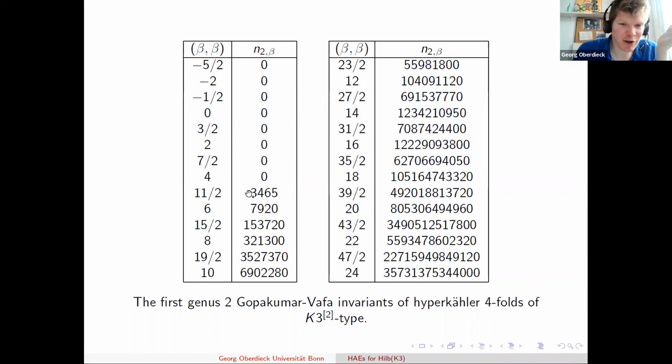In some sense, the very interesting thing is this first number where it's non-zero, and there's something that we don't even understand geometrically. So 11.5 is precisely the case of Debarre-Voisin fourfolds. And this computation suggests there should be 3,465 isolated smooth genus 2 curves of minimal degree, so degree 11, in this Debarre-Voisin fourfold. So it would be very interesting to check this computation using this geometry.